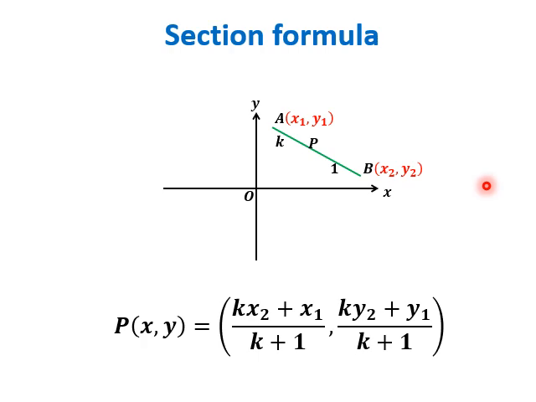As a special case, if instead of dividing the point P in the ratio m1:m2, we divide it in the ratio k:1, so we put m1 equal to k and m2 equal to 1. We simplify the previous expression as (kx2 plus x1) by (k plus 1), and (ky2 plus y1) by (k plus 1).